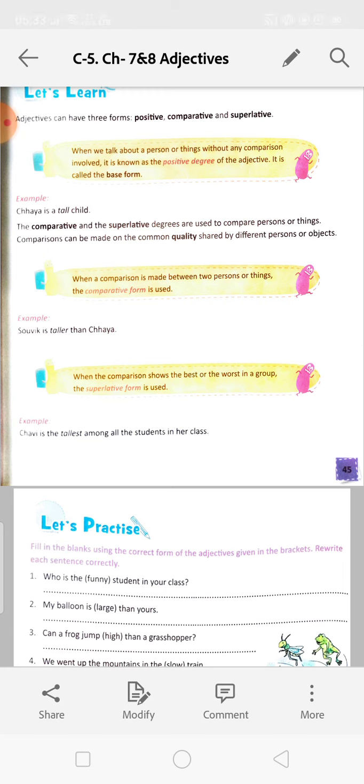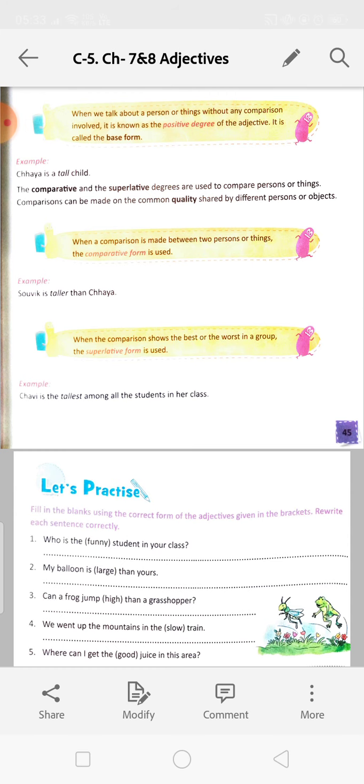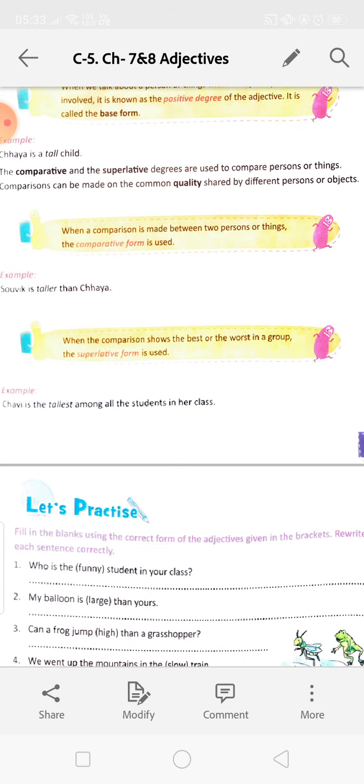Next we are coming to the comparative. Comparative means when we are comparing two persons. When a comparison is made between two persons or things, the comparative form is used. For example, here it is written, Shovik is taller than Chaya.